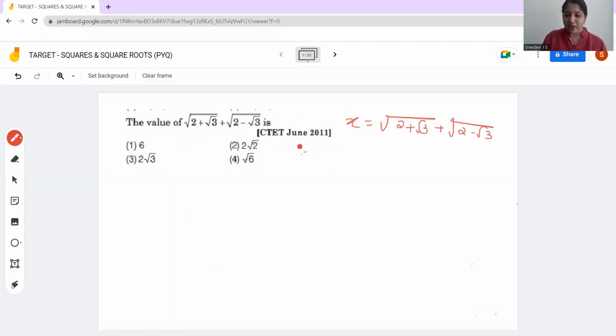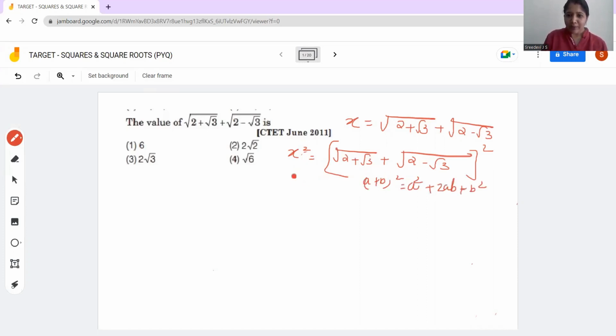Okay, so now I'm going to square it. X square is equal to square root of 2 plus root 3 plus square root of 2 minus root 3, so I'm going to take the square of it. Now the right hand side is of the form a plus b the whole square, right? So what is a plus b the whole square, everyone? A square plus 2ab plus b square. It's the identity that you are already aware of. So I'm going to apply this accordingly.